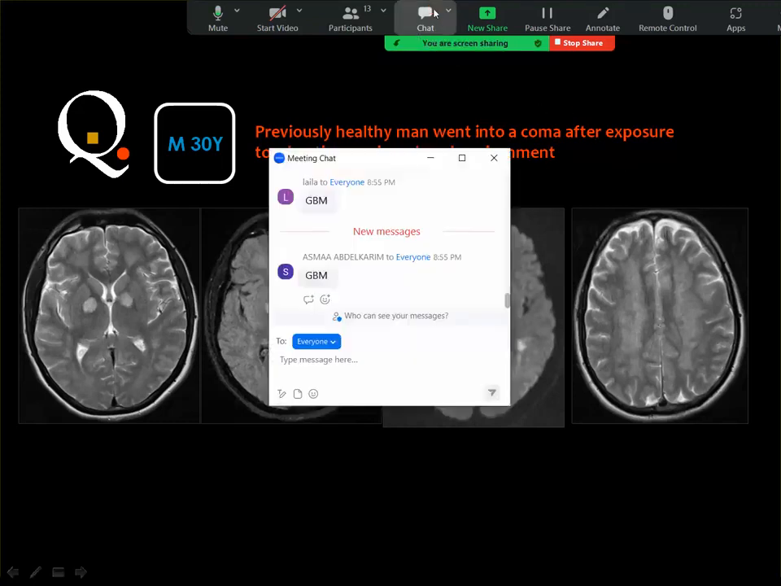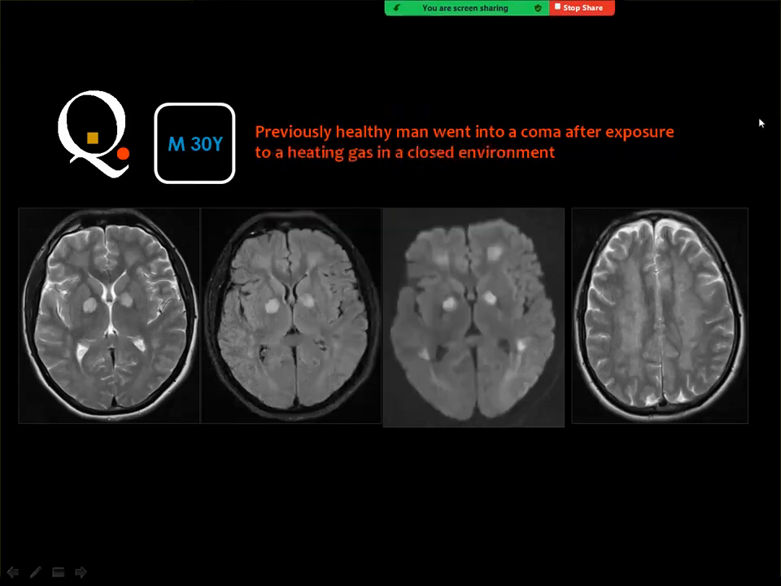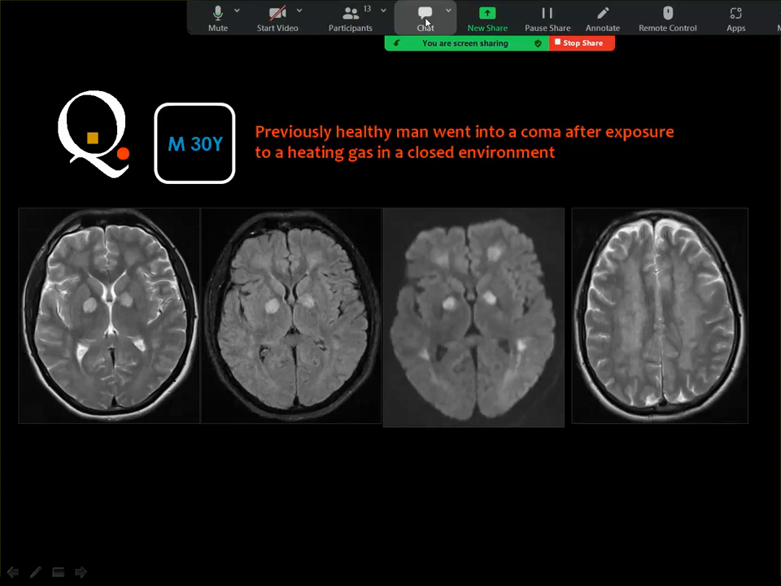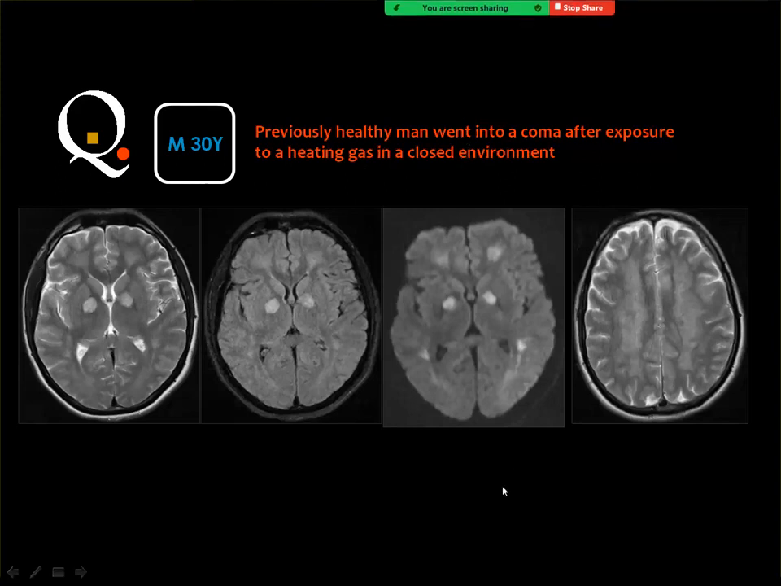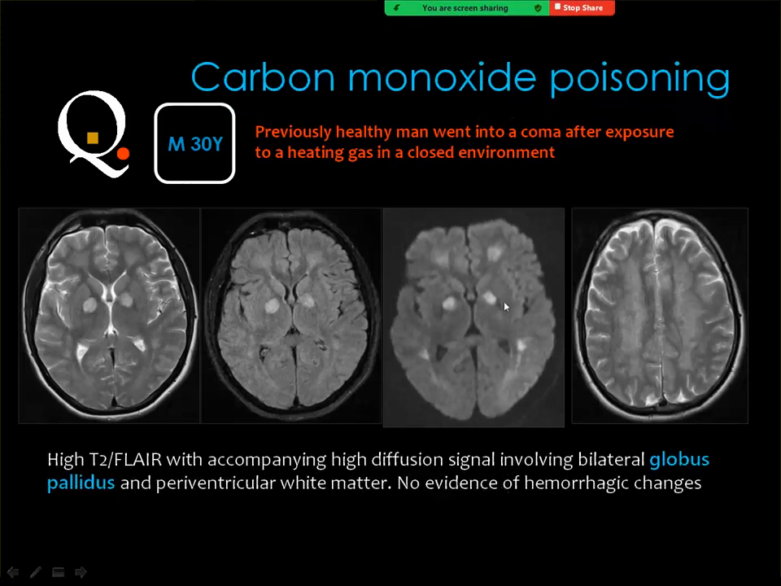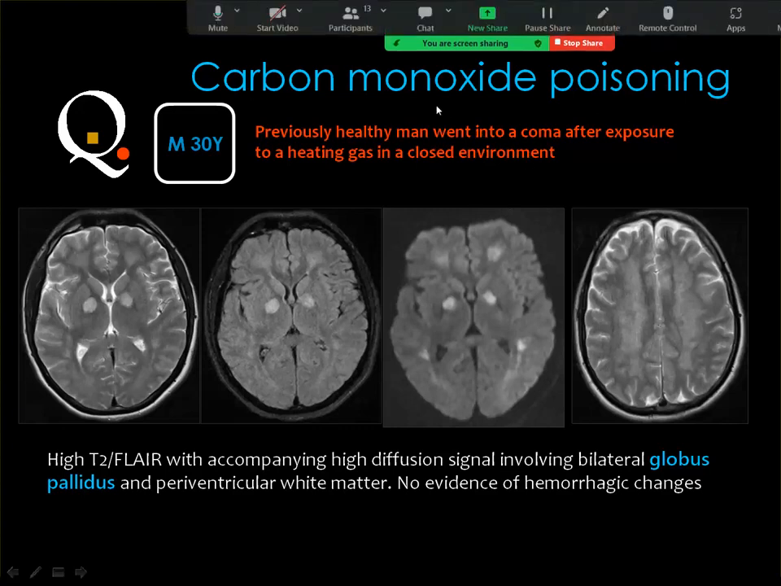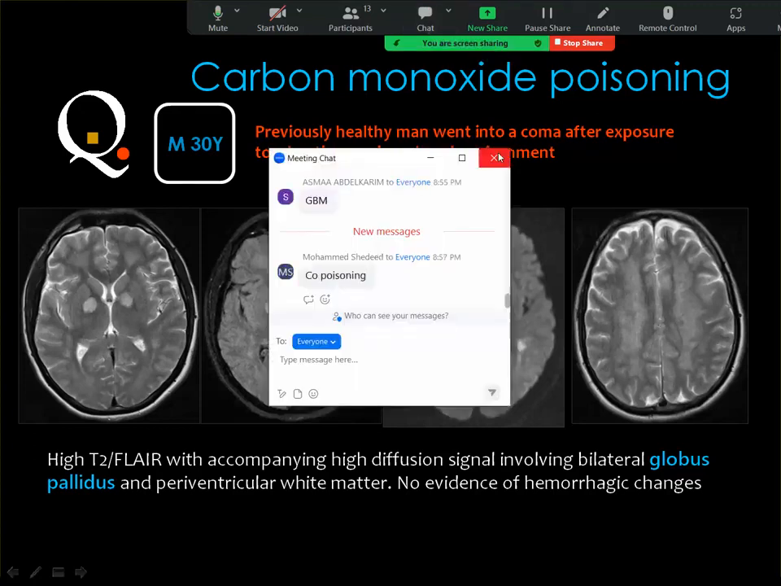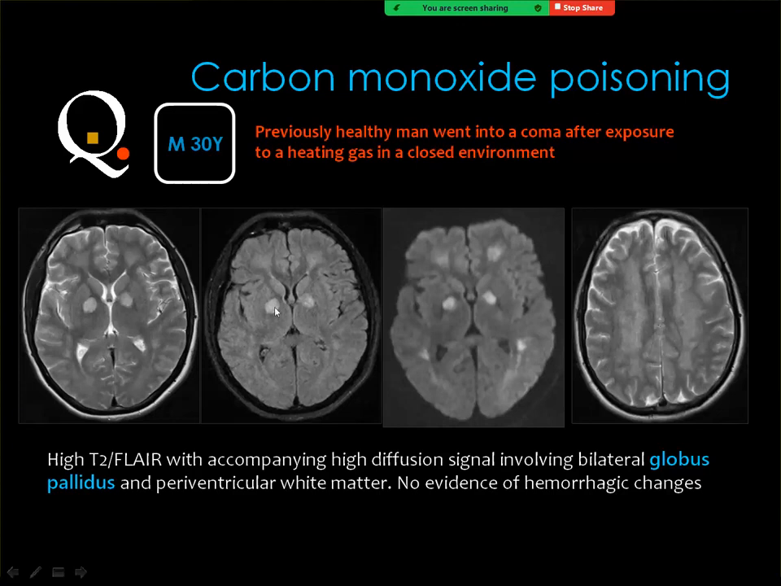Of course, this history is extremely important to reach the diagnosis. And many times we do not have the appropriate history to help us reach the diagnosis. In this particular case, and with this particular history, the diagnosis will be carbon monoxide poisoning. Carbon monoxide poisoning is one of the conditions that can cause lesions in the basal ganglia, especially in the globus pallidus areas.